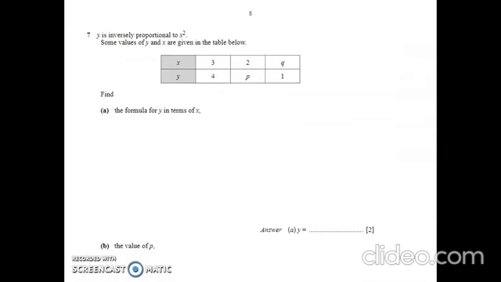Okay. Now this is a table question. We need to make a formula for y in terms of x. How do we do that? We first read: y is inversely proportional to x square. This statement means that y is equal to k over x square.